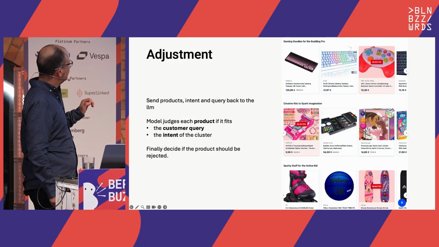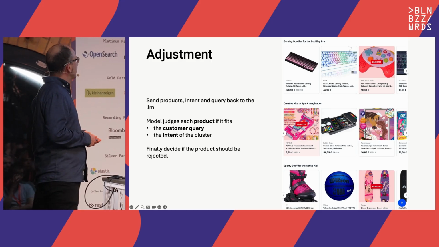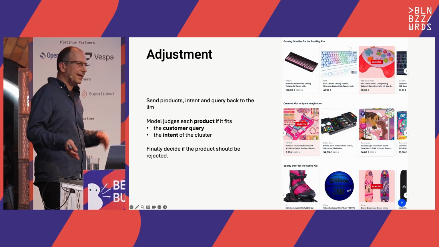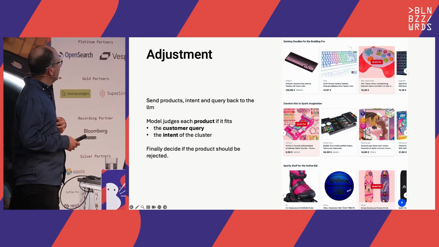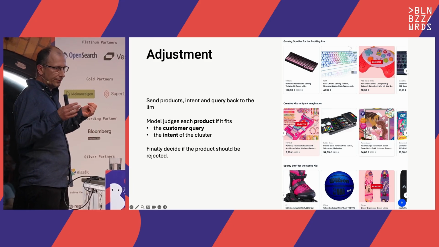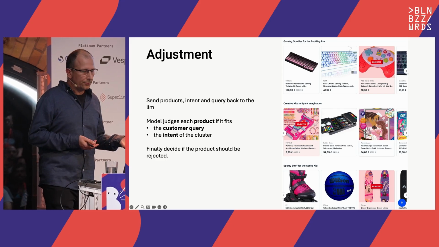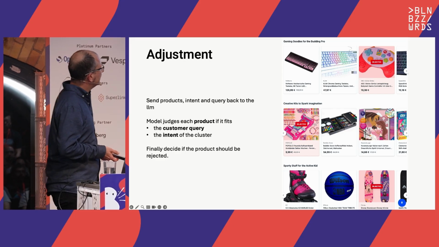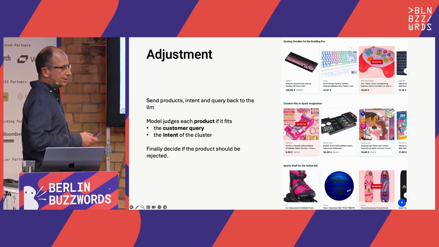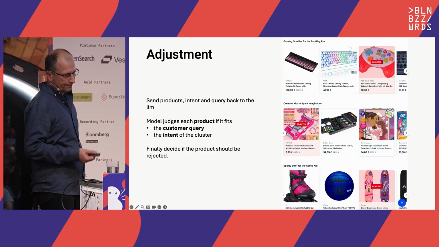But to overcome this, we created a kind of adjustment. We call it adjustment because we send all the products, all the intents, and all the queries back to the LLM. And we let the model judge what is relevant and what is not relevant. So the model can decide what should be rejected. And you can see it on the right side, the red tiles. These are the tiles which are marked by the model to be removed.